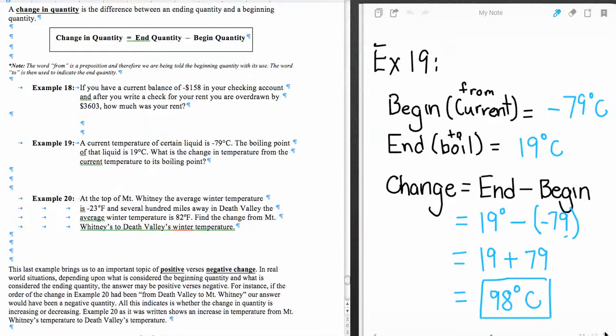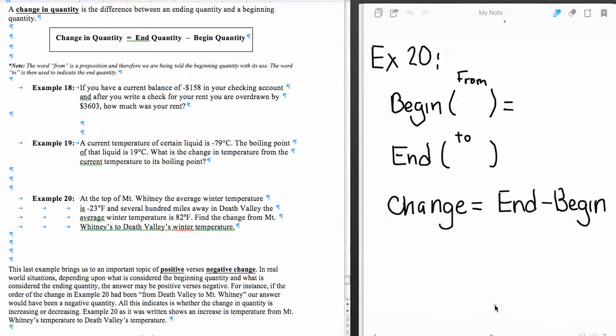Okay, our last example here is a little bit more to put in for you. So let's just start by reading this, and we'll continue on in the next lecture by filling it in. So at the top of Mount Whitney, the average winter temperature is a negative 23 degrees Fahrenheit. And several hundred miles away in Death Valley, the average winter temperature is 82 degrees Fahrenheit. Find the change from Mount Whitney's to Death Valley's winter temperature.